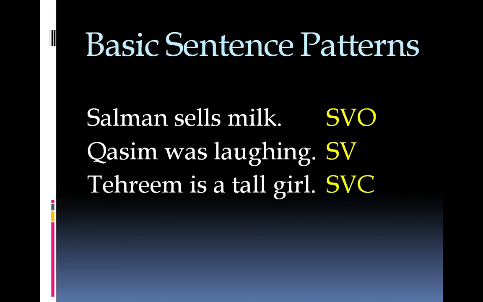Look at the next example. Tehreem is a tall girl. This sentence is about Tehreem. Tehreem is the subject of the sentence. We don't have an action word here. We don't have a main verb or an action verb here. Is simply indicates the state of the subject. It's a linking verb. And after a linking verb, as we have just learnt, comes the subjective complement or just complement. And the pattern of such sentences, where there is a linking verb that must be followed by a complement, is SVC.